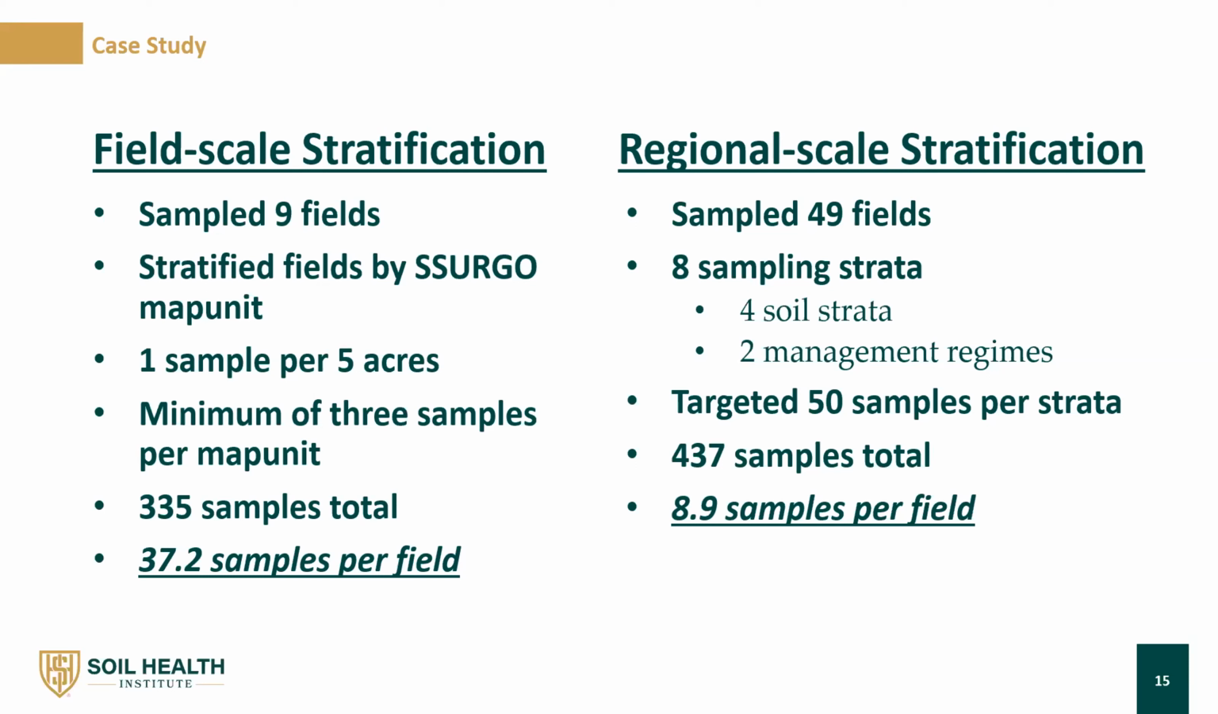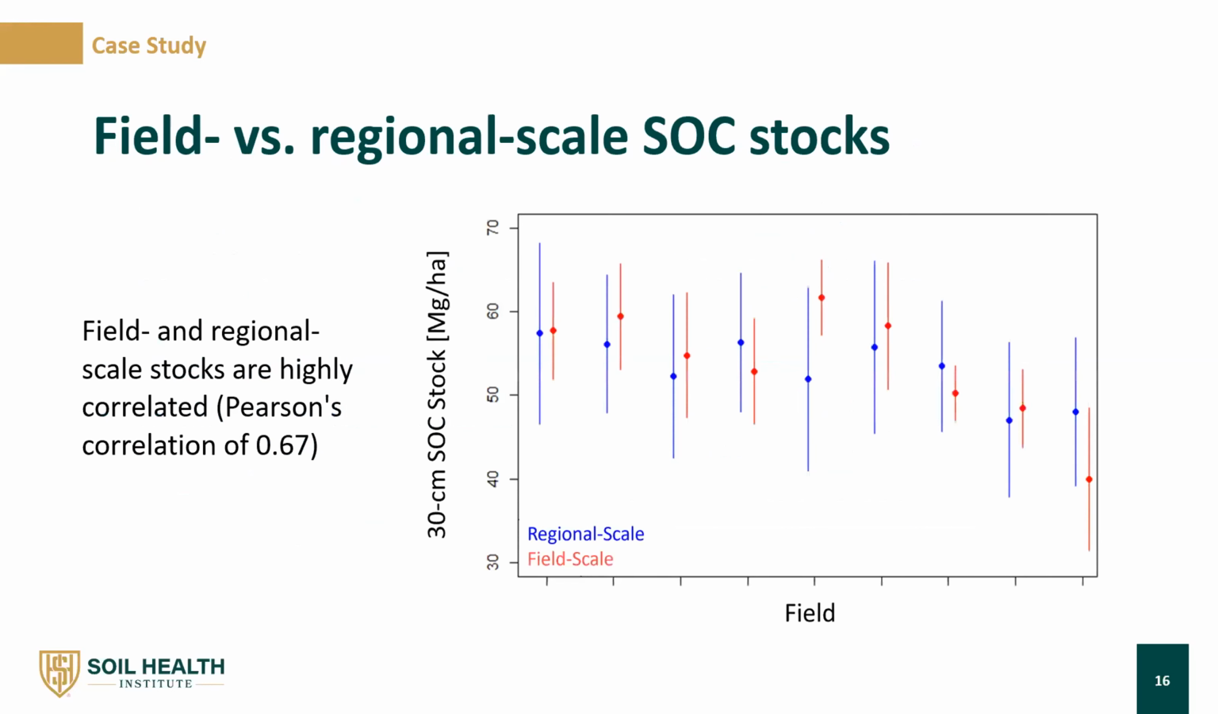On the regional scale side, we actually sampled 49 fields broken across 8 sampling strata. So we had 4 of our soil strata represented and 2 management regimes across that landscape. So 4x2 gives us 8 sampling strata. We targeted 50 samples per strata, which gave us approximately 8.3 samples per field on average as a sample intensity.